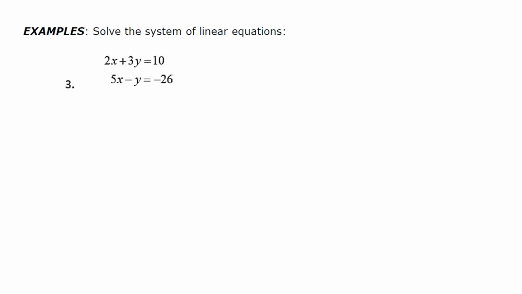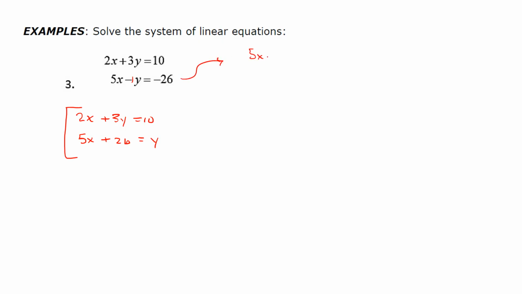I am going to choose y. Now I need to identify which y variable I want to isolate, either from the first equation or from the second equation. I'm going to choose the second equation because the only coefficient the y has is -1, so I'll be able to isolate y all by itself. Okay? So when I do that, my system is now 2x + 3y = 10 and 5x + 26 = y. Okay? So that's me getting y by itself.